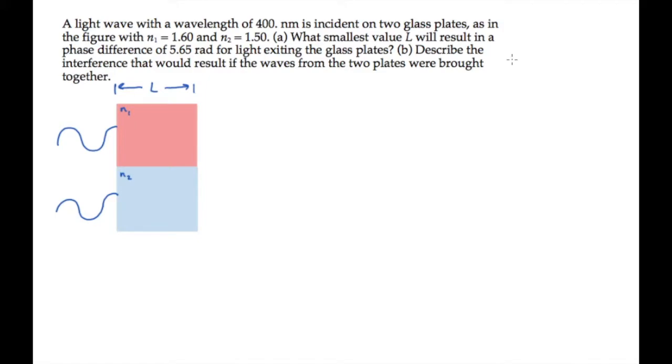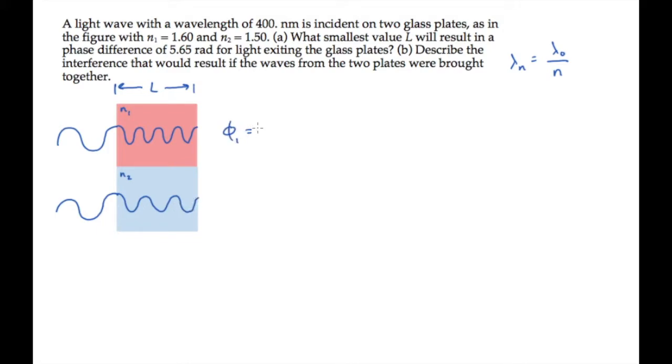Part A of this problem asks us to find the smallest value of L that gives a phase difference of 5.65 radians for the two light waves shown in the figure. We remember first that the wavelength of light in a medium is equal to the wavelength in vacuum divided by the index of refraction. So light in the top pane of glass has a shorter wavelength by a factor of 1.60, and light in the bottom pane has a shorter wavelength by a factor of 1.50.